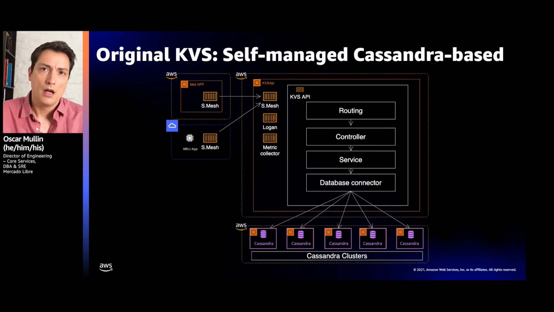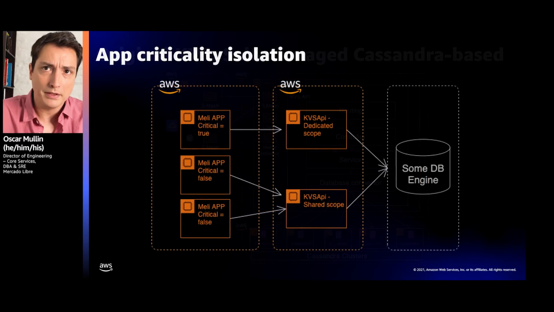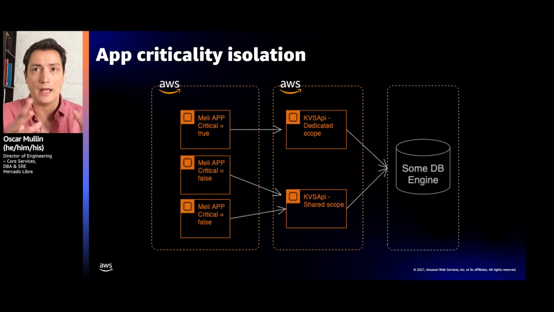Our initial setup used Apache Cassandra, managed by us, running on EC2 on AWS. So this is what it looked like. In terms of uptime and security management, our applications talk directly to a dedicated scope of our API. As you can see there, critical applications talk to a dedicated scope of the KVS API, while non-critical applications may share some scope of the KVS API. We may have some segmentation, but many applications will handle traffic with the same scope. This allows us to do more segmented rollout, control the blast radius, better manage traffic, and segment permissions.